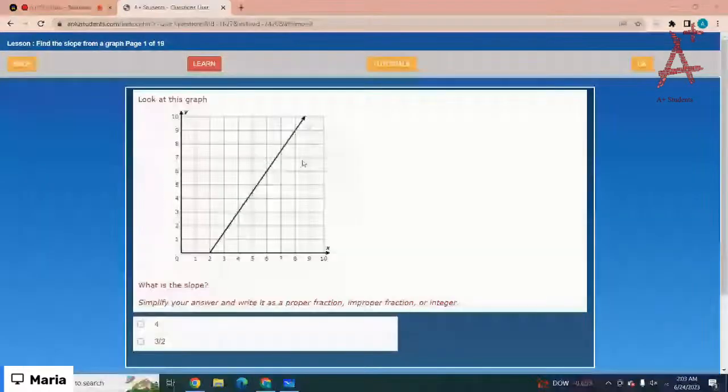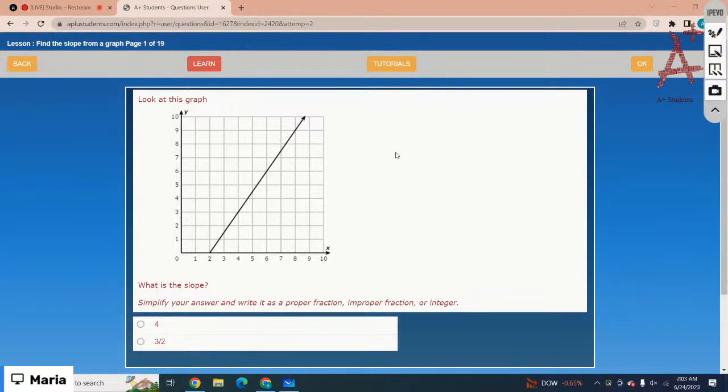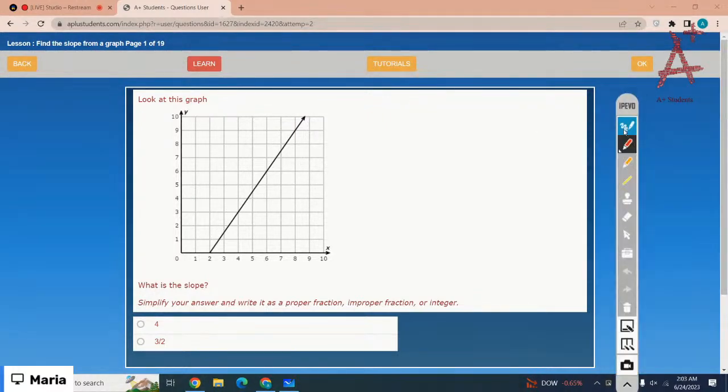Look at this graph. What is the slope? You are given a graph and you have to calculate the slope. Let's select any 2 points on the graph. For this one, the coordinates are x is 2 and y is 0, and for this one, x is 4 and y is 2. You have to calculate the slope.